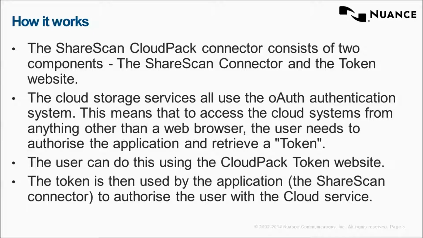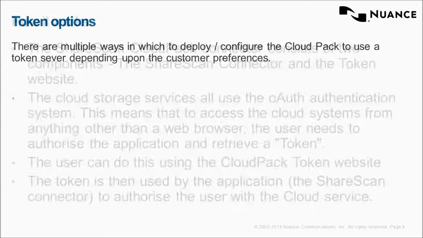Number one, the user is given a token from the website address and they log in using their Windows credentials. Number two, the user is sent an email from the token website or ShareScan connector with a link to the website which will authenticate them using their email address. Or lastly, the user tries logging into the connector without a token and the connector emails the user instructions and a link to the website. So we support three different ways, which are covered in the documentation.